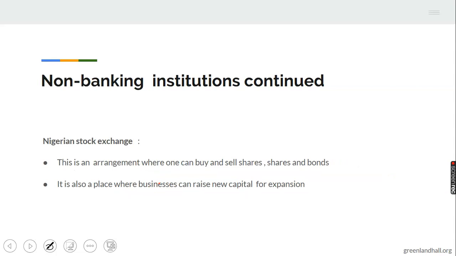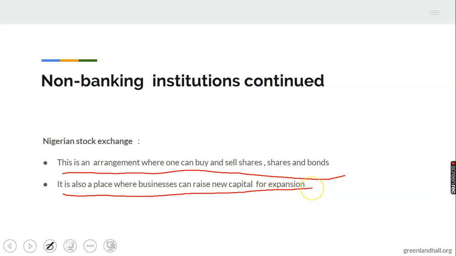Then we equally have the Nigerian Stock Exchange. This is an arrangement where one can buy and sell shares and bonds. That is, the stock exchange provides the market where individuals and business organizations can actually buy and sell shares and bonds. It's also a place where businesses can raise new capital for expansion. That is, a business that wants to increase its activities or operations can come to this particular market and raise new capital.